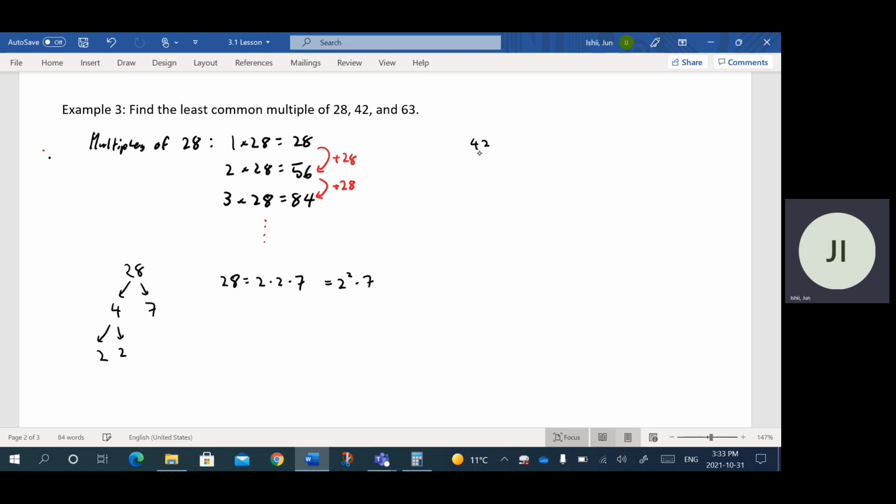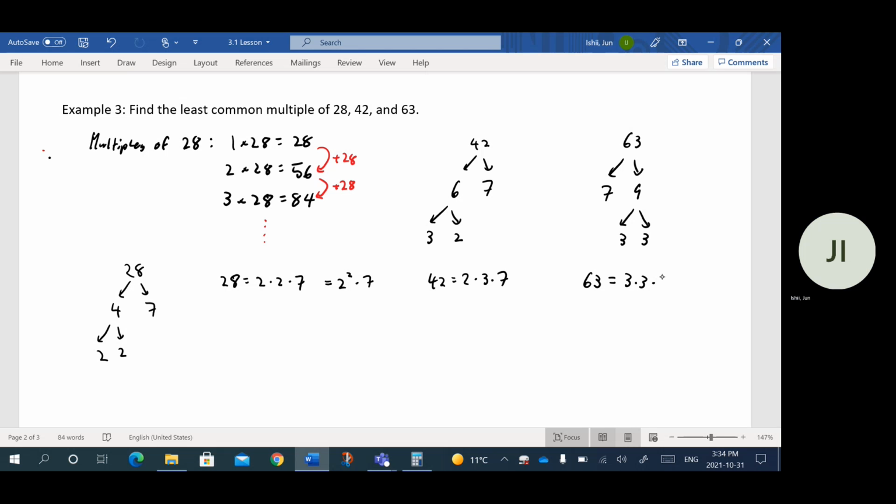I'm going to do the same thing with 42. 42 is 6 times 7, and 6 is 3 times 2. So 42 is equal to 2 times 3 times 7. And the third number, 63, breaks down into 7 times 9, and 9 is 3 times 3. Therefore, 63 is equal to 3 times 3 times 7.